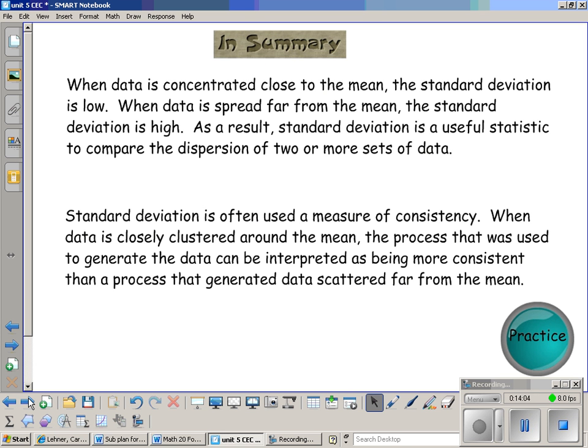Remember your steps to finding standard deviation. First thing you do, find the mean of your data. Second thing, find the deviation. Third thing, square your deviation. Fourth, find the mean of your squared deviation. And the fifth thing is then square root this new mean, and you will have your standard deviation.